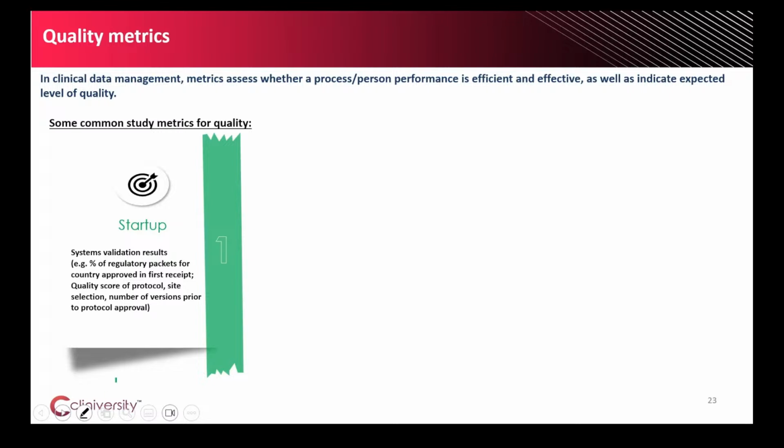So in the startup metric, we have, like we said, the regulatory packets that were approved just in the first receipt. That is, the countries are not re-asking for certain documents. This shows the preparedness of the team in providing the right documents in the very first go. Then the quality score of the protocol. How effectively is our site selection happening? What percentage of sites are not getting selected during the site selection visit? Then the number of versions prior to the protocol approval. How many times were the drafts updated? So those are some of the good metrics in the startup.